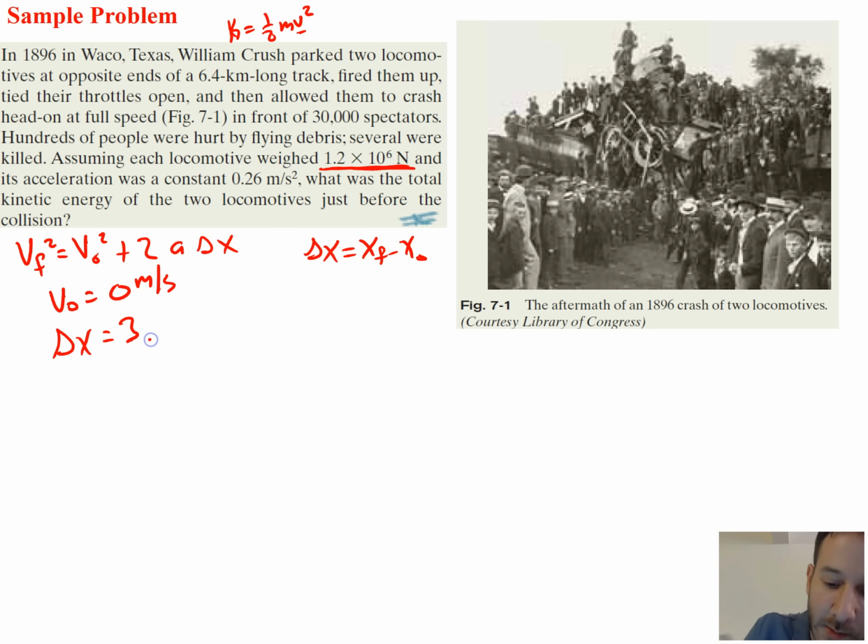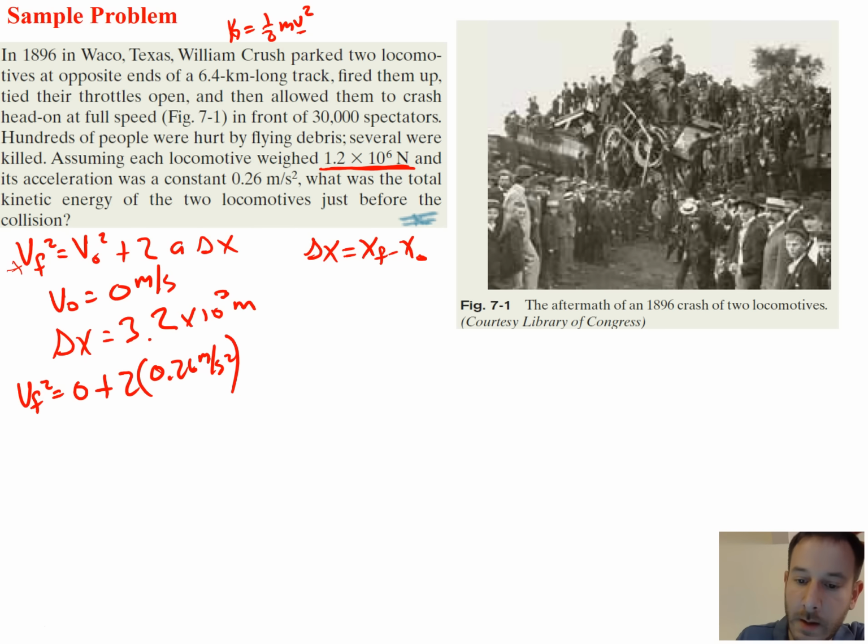So our change in x is just going to be 3.2 times 10 to the third meters, changing it to meters. Again, that's just half the length of the track. All right, and so now we can plug everything in because we know everything that's in the equation. So we have Vf squared is equal to 0 because the initial velocity was 0, again going back to this equation, plus 2 times the acceleration, which is given as 0.26 meters a second squared, multiplied by our change in x, which is 3.2 times 10 to the third meters.